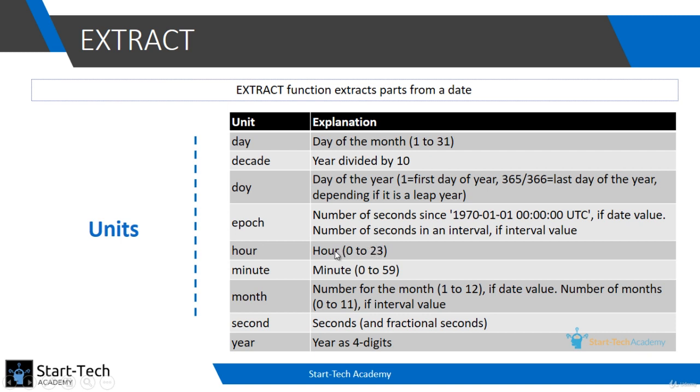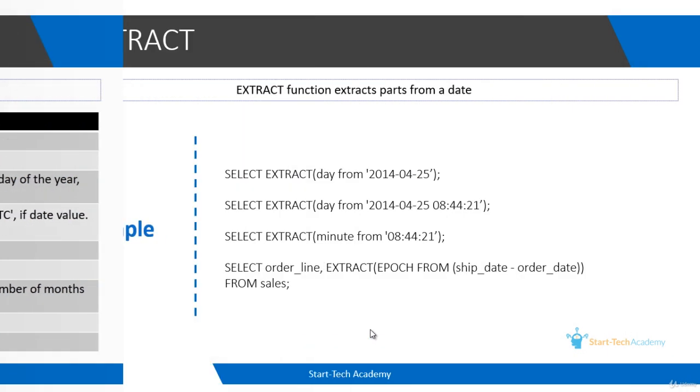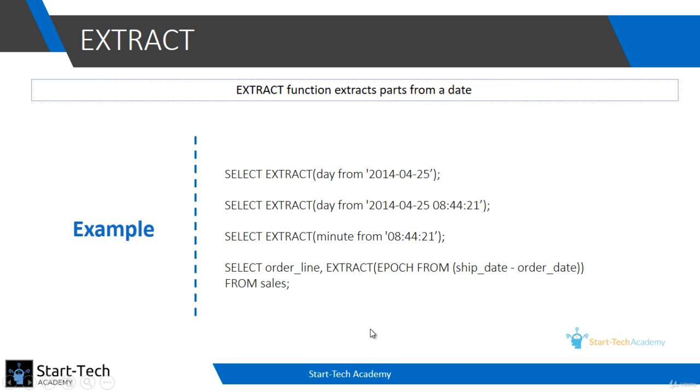If you want to find out the hour part only of that timestamp, you can use hour. If you want minutes, you can use minute. If you want month, second, year, and so on. Let us see an example. If you want to take out the day from this date, it will give you that it is the 25th day of the month. So you'll have to mention day from the date, day from the timestamp of any date. If you want minutes, you write minute from the time.